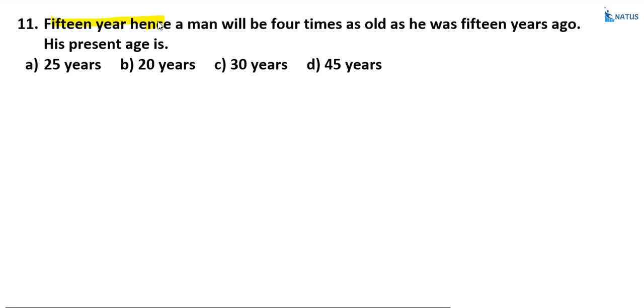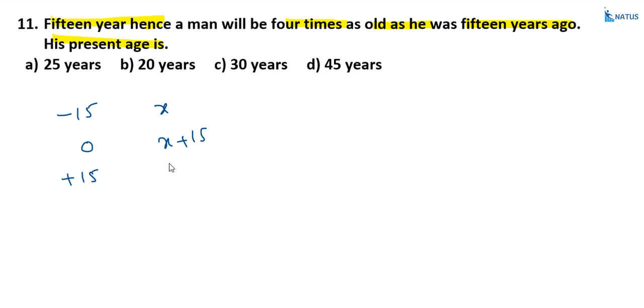15 years hence, a man will be 4 times as old as he was 15 years ago. What is his present age? See, 15 years ago, at present, 15 years hence. Suppose 15 years ago, let us take that person's age is equal to X. What about present? That is equal to X plus 15. What is it after 15 years? That is equal to X plus 30, or not. Now, what is the relation? 15 years hence, the man will be 4 times as old as he was 15 years ago. 15 years ago, that person's age is X. What about the age after 15 years? 4 times, that is equal to 4X.